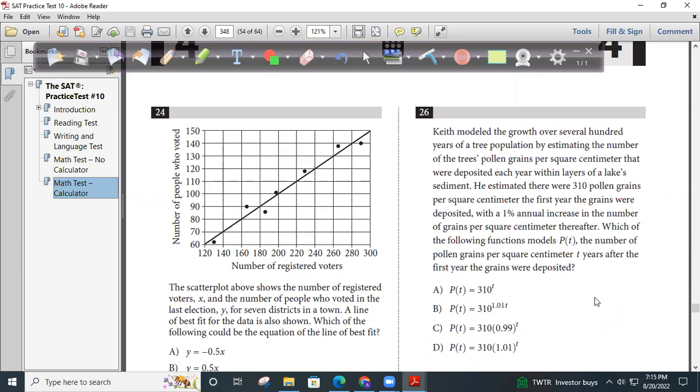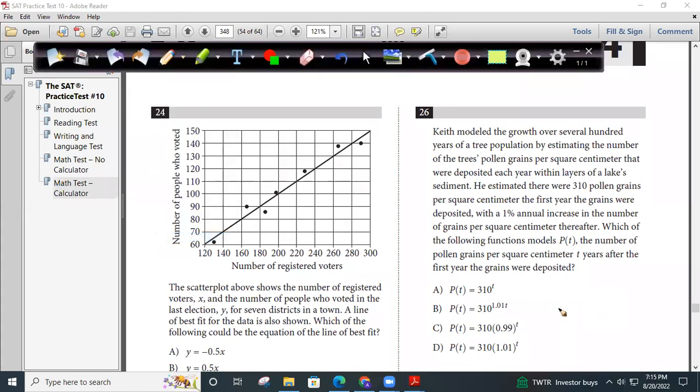So initially there were 310 pollen grains. Every year from the first year, the pollen grains are increasing at the rate of 1%. There is a 1% annual increase. Okay, so there is a 1% annual increase. So how to solve this is, okay, so Alok has given me some answer. I don't know if it's correct or wrong, but let us see.